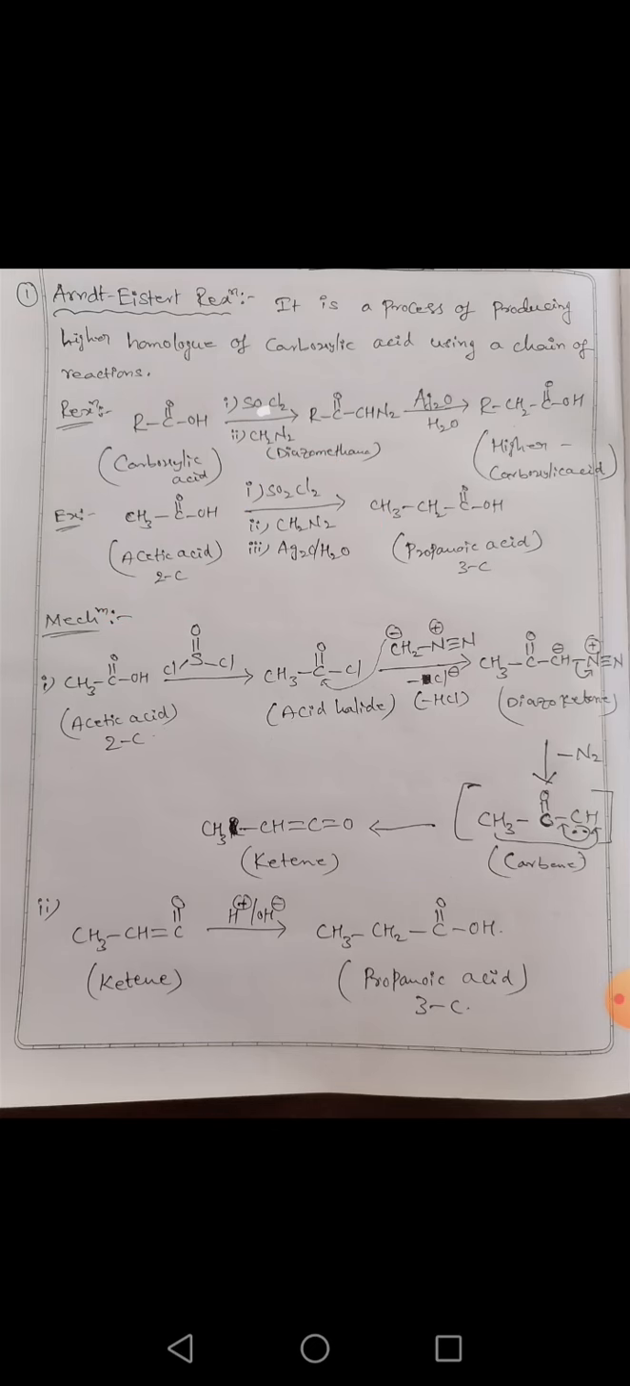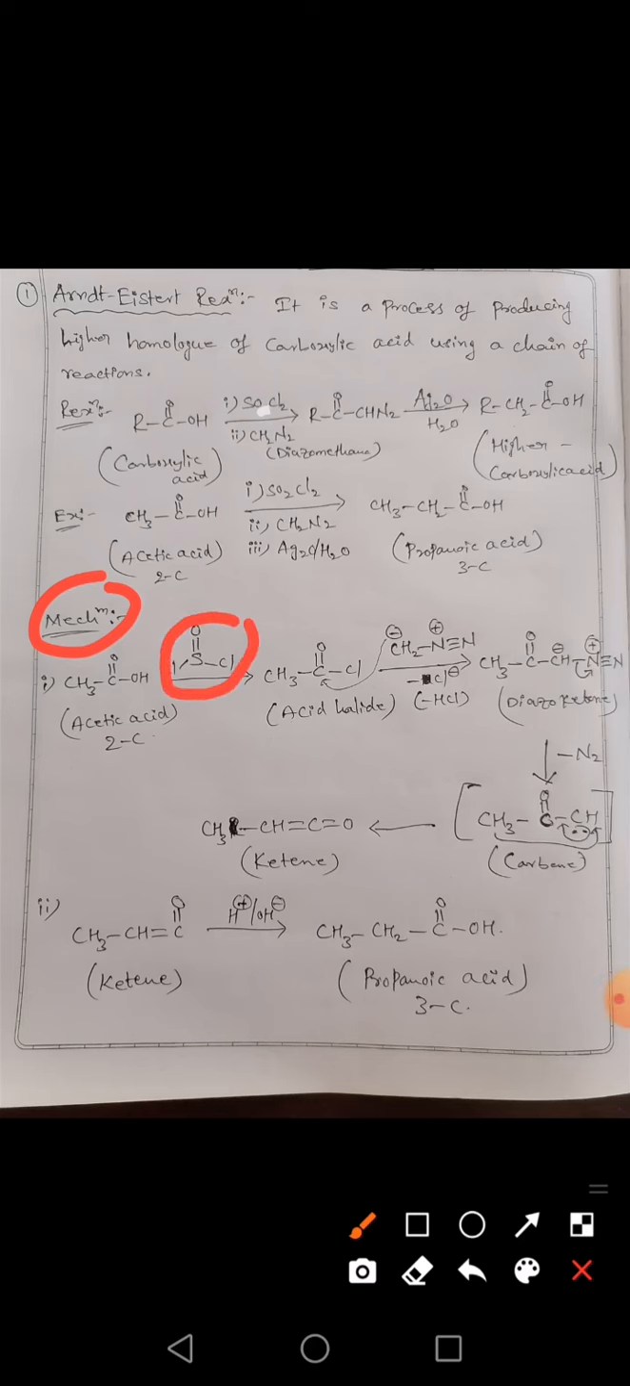Now I am moving to the mechanism. So see the mechanism. First, acetic acid reacts with thionyl chloride, SOCl2. This is the actual structure of SOCl2. Acetic acid reacts with thionyl chloride to form an acid halide. For this acid halide, the second reagent is diazomethane. This is the actual structure of diazomethane.